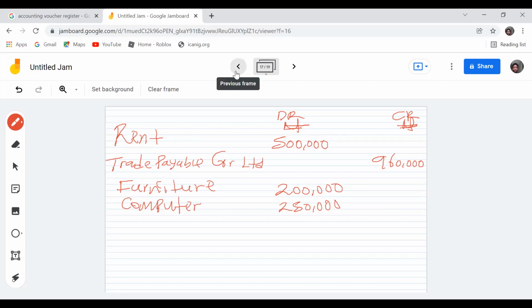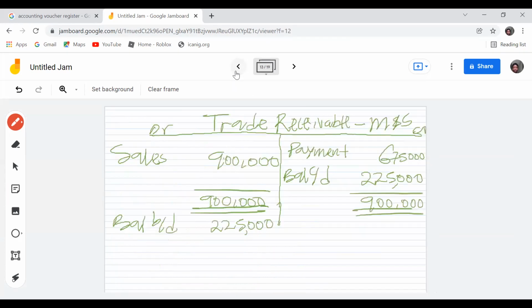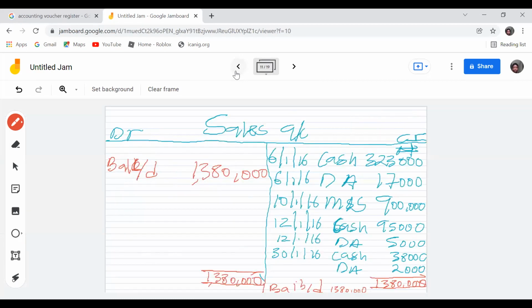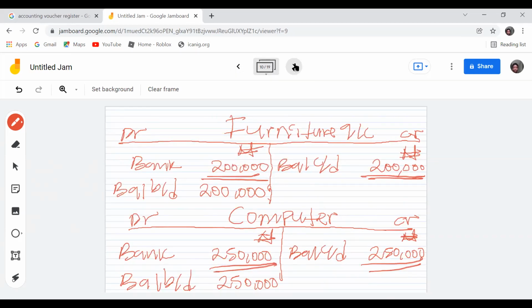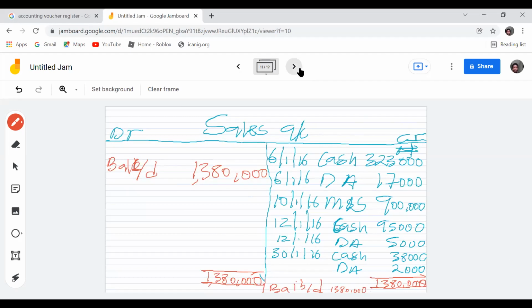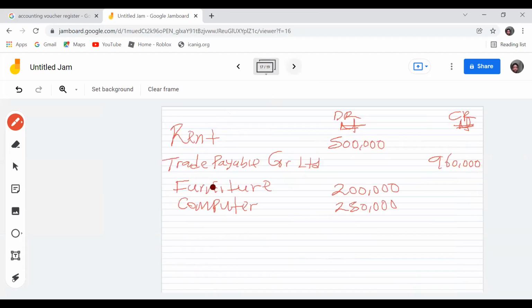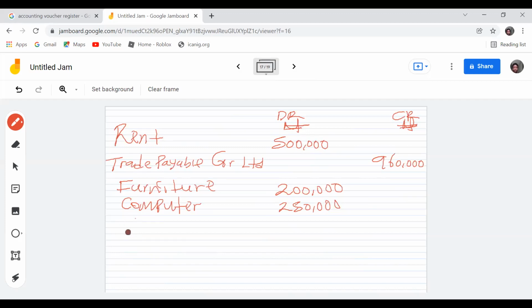And let's go again, pick up another two. We have sales. We're done with furniture and computer. Sales 1.38. Sales have a credit balance, so it's going to be here, 380. I think we also have another one called discount allowed, that we just finished now. Discount allowed is 24,000.